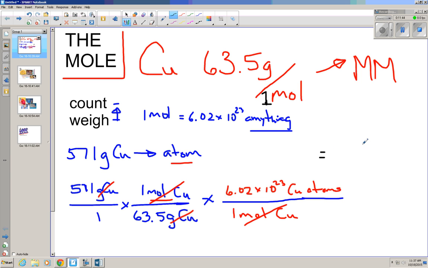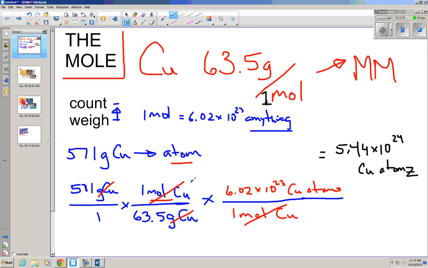So my answer is 5.44 times 10 to the 24. So that's how many copper atoms, and that's Cu atoms, and I'll spell atoms with a Z just because it looks cool. That's how many atoms are going to be in 571 grams of copper.